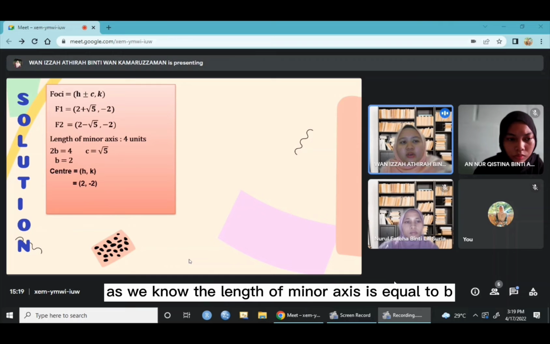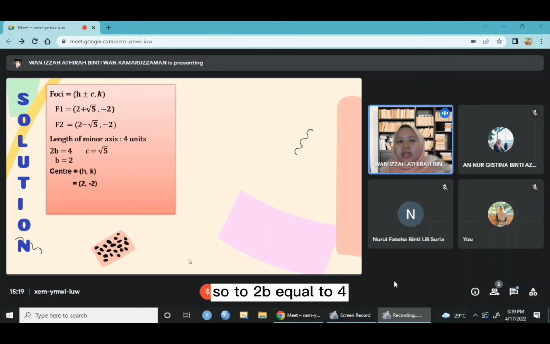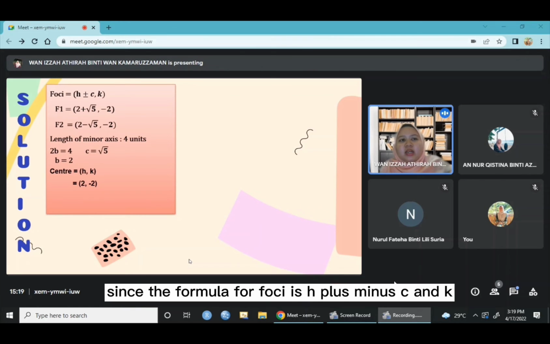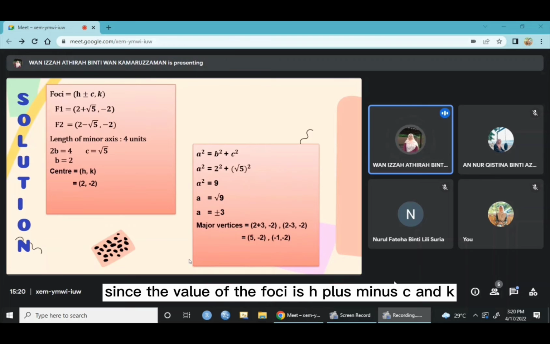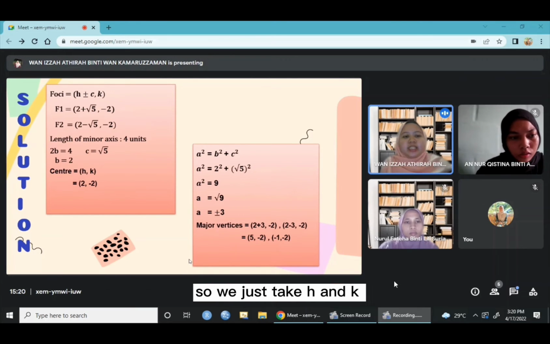As we know, the length of the minor axis is equal to 2b. So 2b equals 4, and we get the value of b is 2. We also get the value of c equal to square root of 5 from the foci, since the formula for the foci is (h plus or minus c, k). The center also comes from the foci, so we just take (h, k). So the center is (2, negative 2).